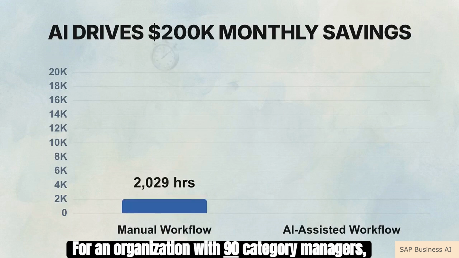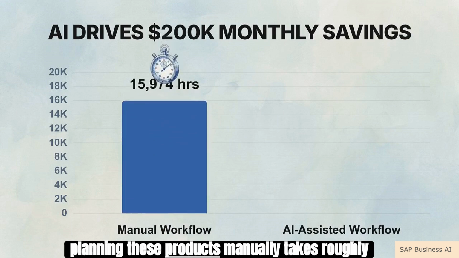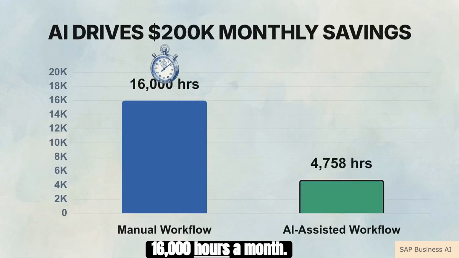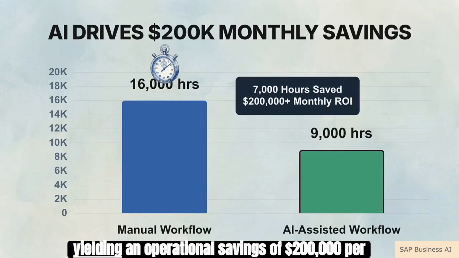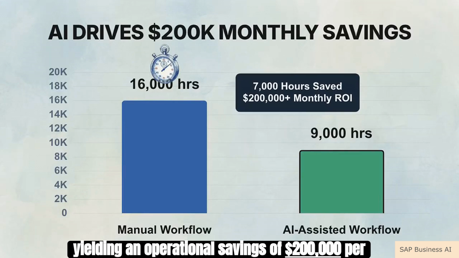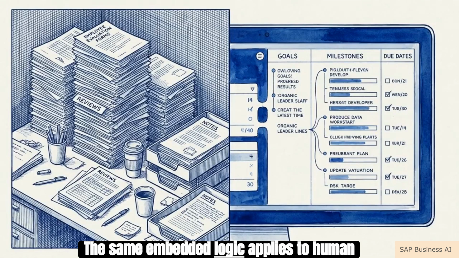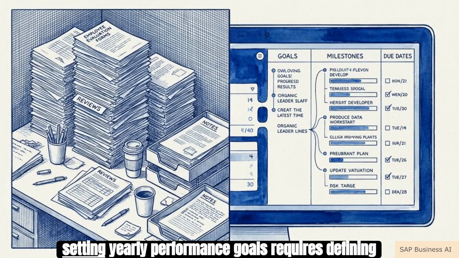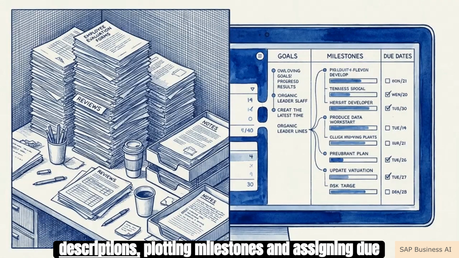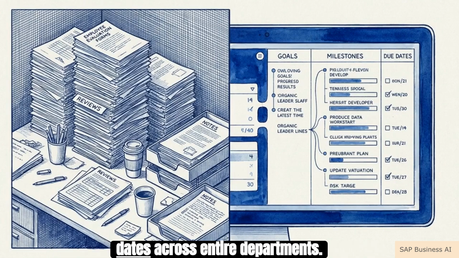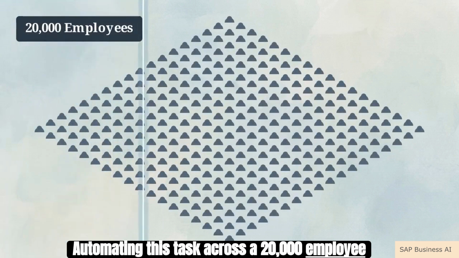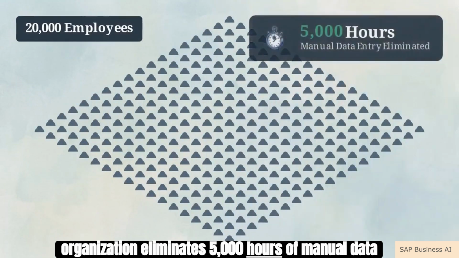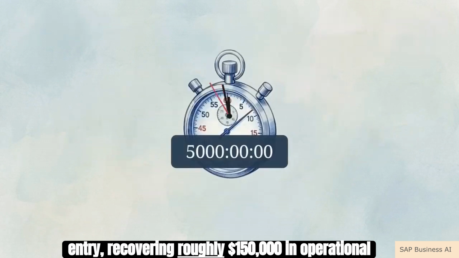For an organization with 90 category managers, planning these products manually takes roughly 16,000 hours a month. AI assistance reduces that workload to 9,000 hours, yielding an operational savings of $200,000 per month. The same embedded logic applies to human resources. Setting yearly performance goals requires defining descriptions, plotting milestones, and assigning due dates across entire departments. Automating this task across a 20,000-employee organization eliminates 5,000 hours of manual data entry, recovering roughly $150,000 in operational time.